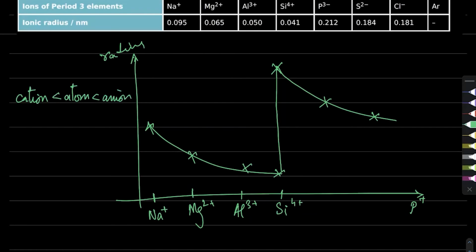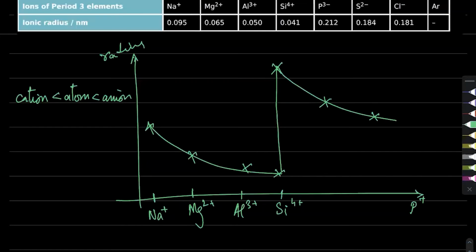Why is that? Because sodium, magnesium, aluminum, silicon, all of them have lost the last shell. But not only have they lost the shell, they are also getting a positive charge, and the charge is increasing. The cation is getting smaller and smaller. Sure, it is smaller than the atom. Why is the cation smaller than the atom? Because there's less shielding compared to the atom. They have lost a whole shell, so there is less shielding. The atom is bigger, the cation is smaller.